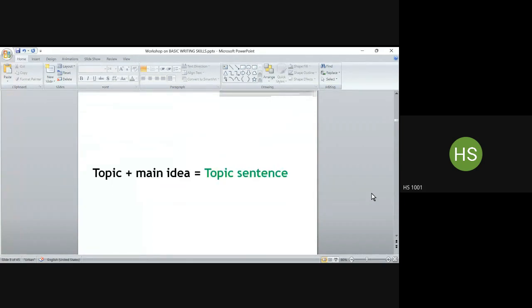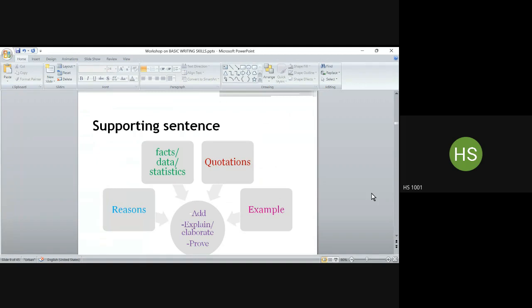We are going to look at the next part, which is the supporting sentences. I'm just going to tell you about the nature of supporting sentences. You know by now what they do. Their task is, okay, supporting sentences. What is the major purpose of the supporting sentence? Look at that. Add, explain.